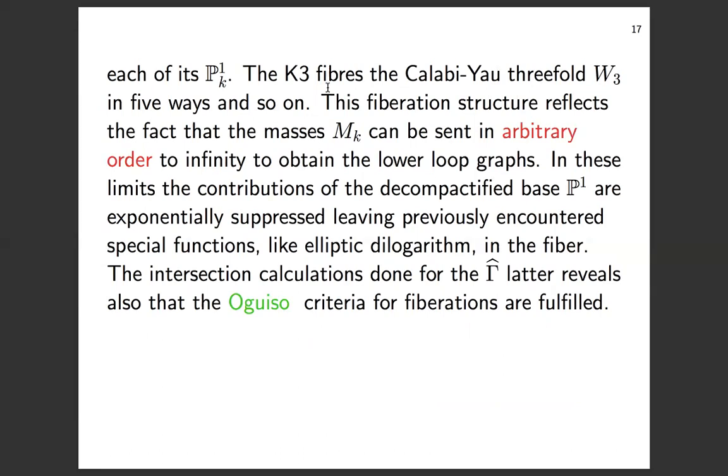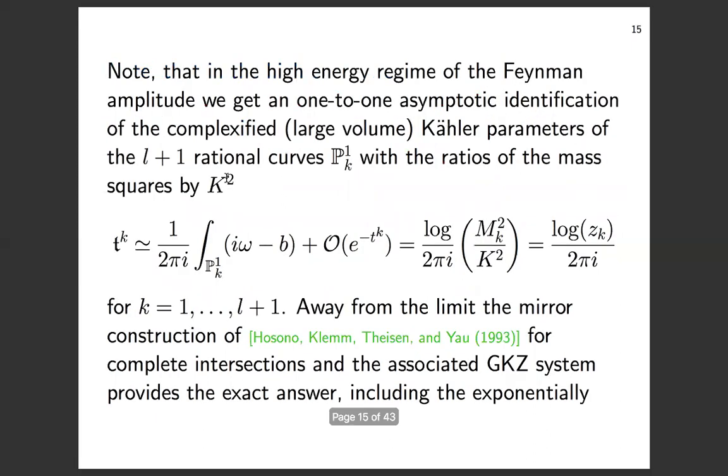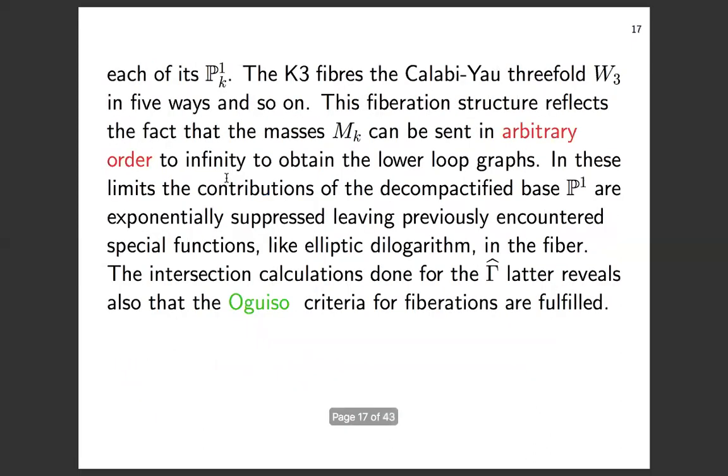And this fibration structure goes on, but if you look at the graph, it's actually quite natural, because you can let any of these masses go to infinity in arbitrary order, and in each of these cases you should get the lower graph, which happens, of course, to be described by a lower dimensional Calabi-Yau. So this fibration structure must be there, and it is there.